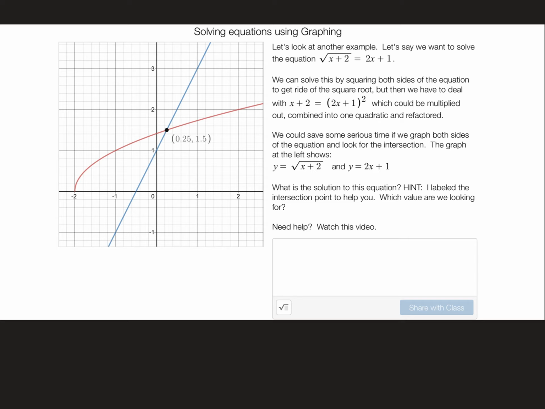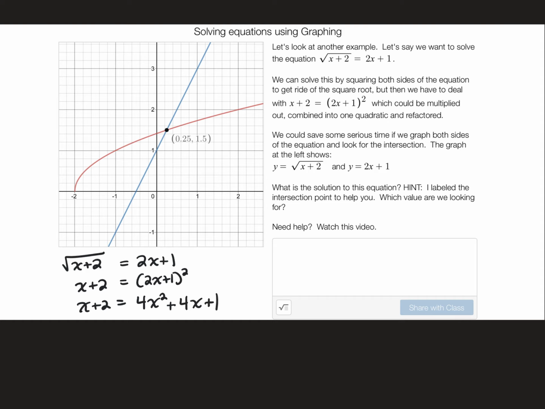All right, so once again, we have an equation: square root of x plus 2 equals 2x plus 1. If we were to try to solve this algebraically, and again, it kind of talks you through this solution, we have to square both sides, so we get x plus 2 equals, and then we'd have to square 2x plus 1. When we do that, we get x plus 2 equals 4x squared plus 4x plus 1.